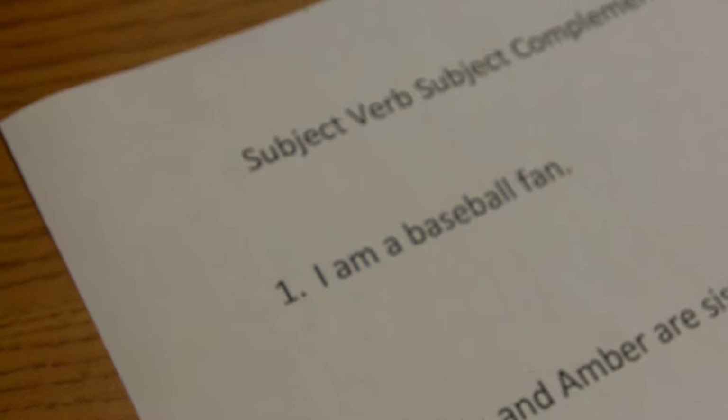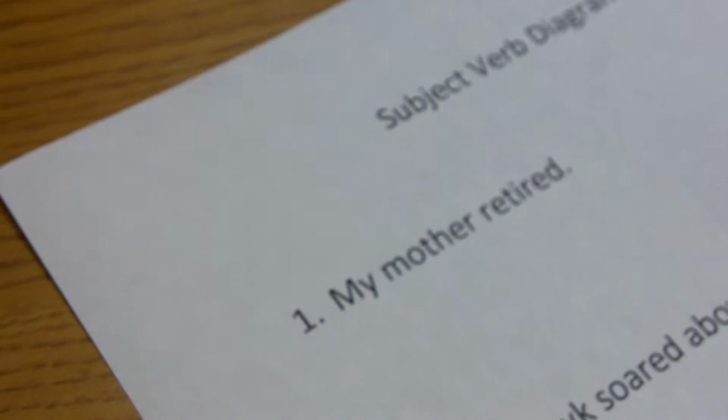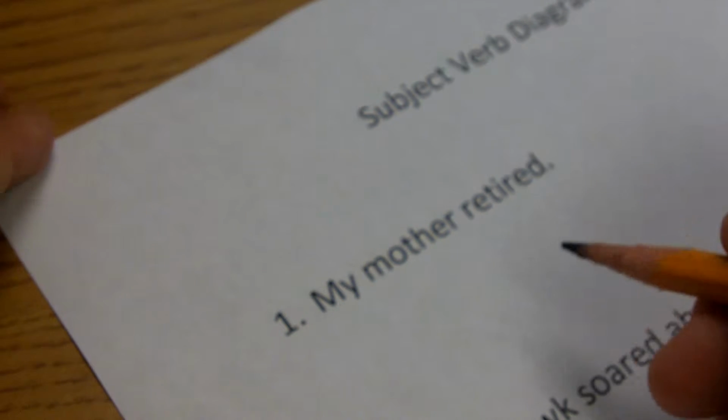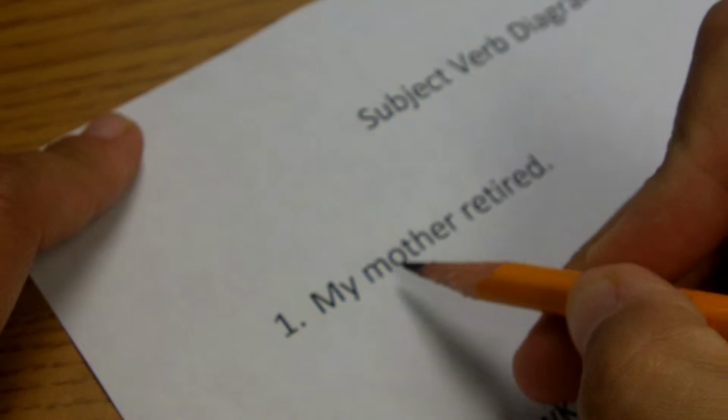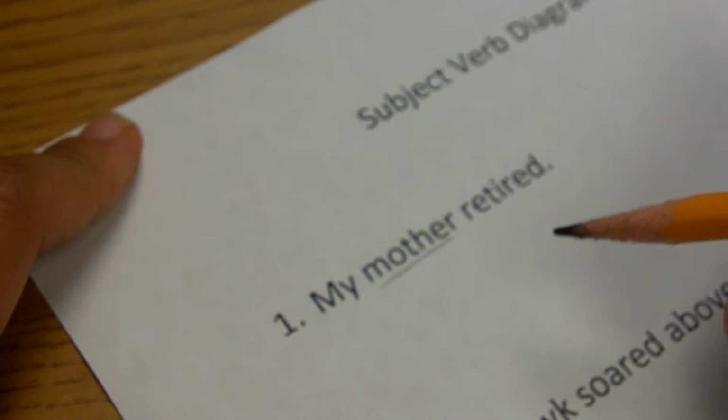Now we're going to do a review on subject-verb agreement. The subject-verb agreement sheet. The first sentence, my mother retired. The first thing I'm going to do is figure out what the subject is. And the subject, as we learned to underline, is mother.